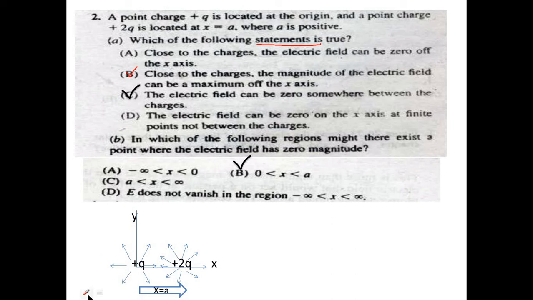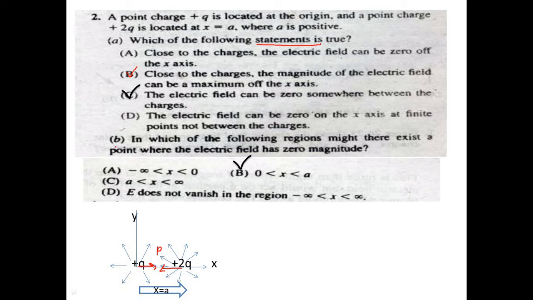Now why is option C the correct one? It is saying that the electric field can be zero somewhere between the charges. So here plus q charge is directing outward and plus 2q charge is also directing outward. So somewhere in between there is a possibility, as both are cancelling each other out. So there is a possibility in between 0 and A, there is a point where the electric field could be 0. So option C is also the correct option.